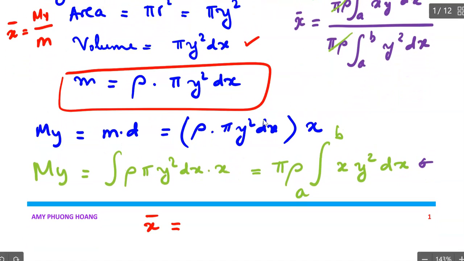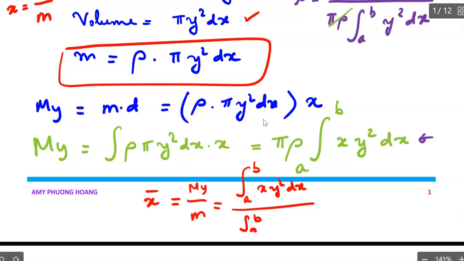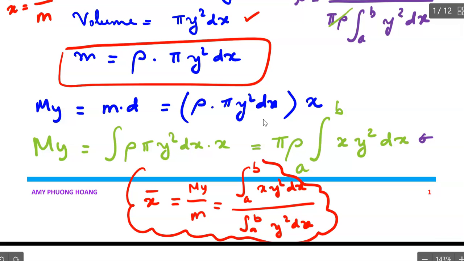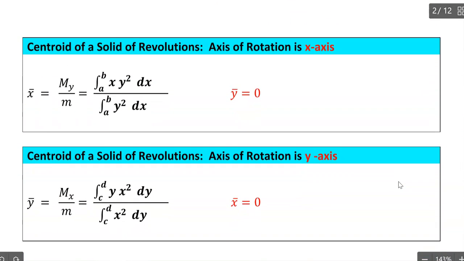Therefore, my x bar formula will be equal to My divided by m. So in this case, it will be the integral from a to b of x y squared dx divided by the integral from a to b of y squared dx. Please do not cancel out the x because it's just a variable for this integration, and you have to integrate, find the values, and divide one into the other. So these are the formulas that I summarized for everyone.